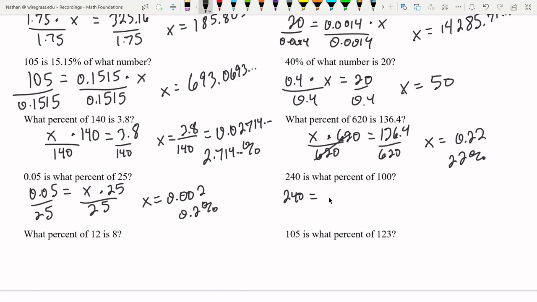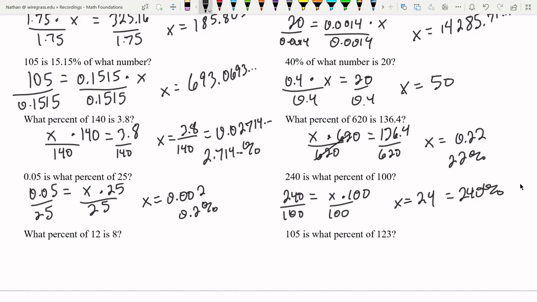Okay, 240 is what percent of 100? Divide by 100. We get x equal to 240 over 100. 240 is bigger than 100, right? The part is bigger than the whole. So we expect a percentage bigger than 100. 240 divided by 100 is 2.4, which is the same thing as 240%.